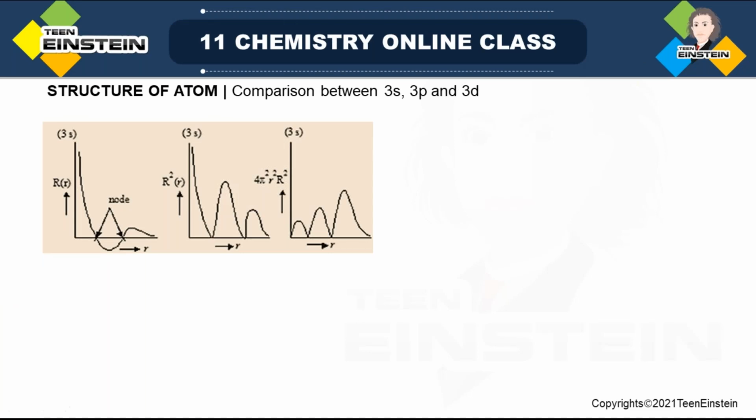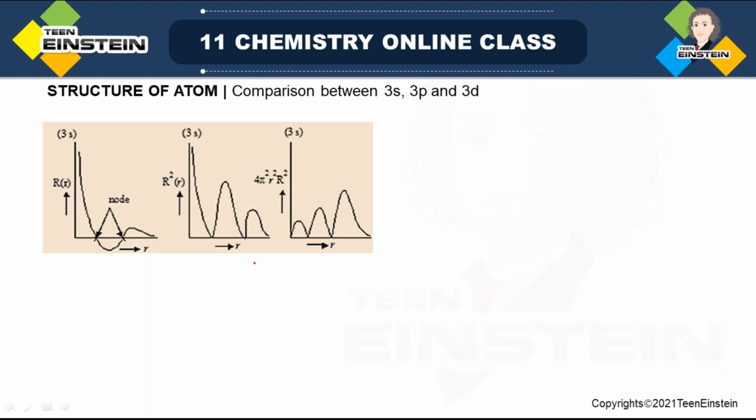Hello everyone. Today's topics will be comparison between 3s, 3p, 3d, shapes of orbitals, radial and angular nodes in p and d orbital, and there will be some related problems. In last class, we have already seen what is radial distribution function, how it varies with distance r. Now some more examples of this radial distribution function we will see.